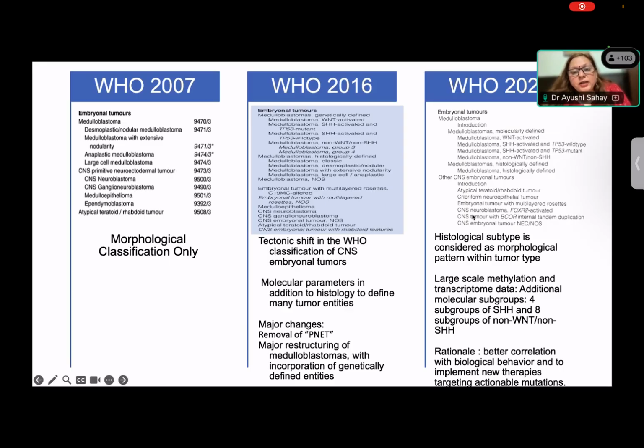And then you have the other embryonal tumors, of which of course you are aware of ATRT, atypical teratoid rhabdoid tumor, and then there was the entity embryonal tumor with multilayered rosettes, CNS neuroblastoma, which is also given a genetic identifier of FOXR2 activated, and another tumor called CNS tumor with BCOR internal tandem duplication, and then there was the NEC.